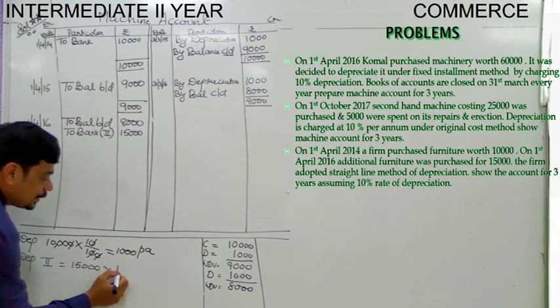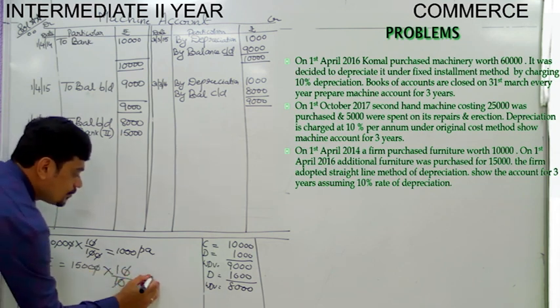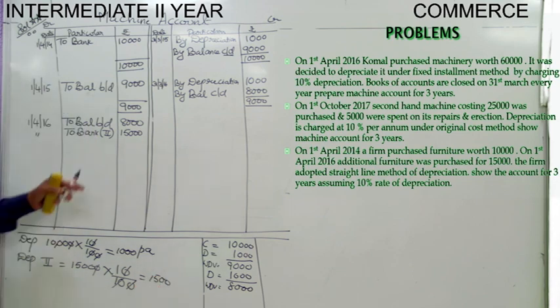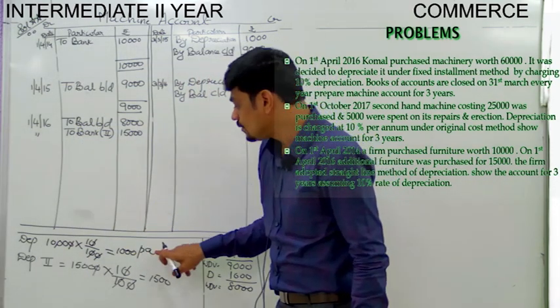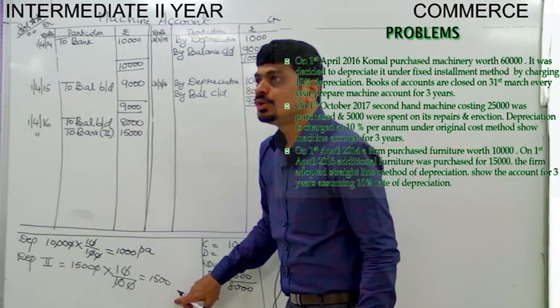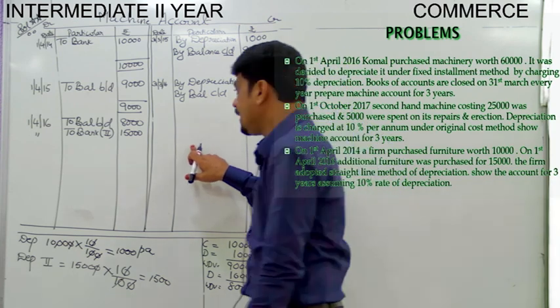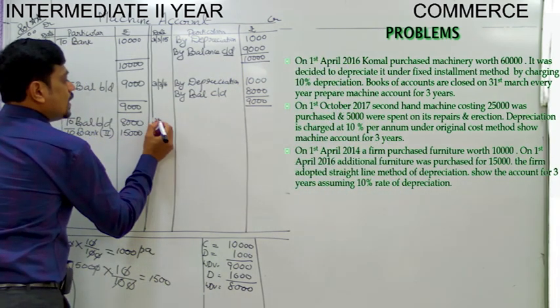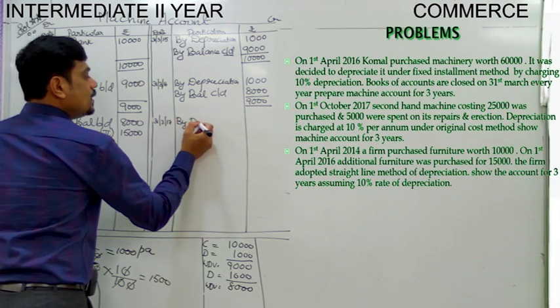15,000 into 10%. Cancel the zeros. 1,500. So how many machines do we have now? We have 2 machines: on machine 1, 1,000, and on machine 2, 1,500. So we will calculate 2 depreciations as of 31st March 2017.